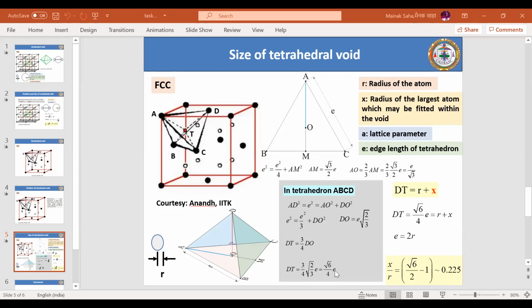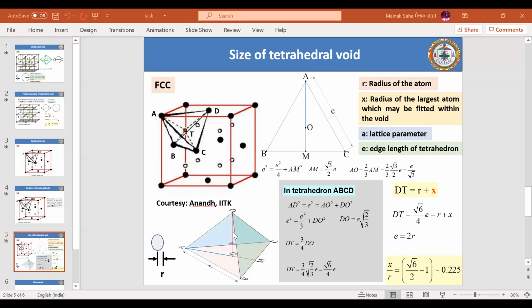Yes, sir. So if DT is equal to root 6 by 4 E, so what will E be? Now you think of the DT. Everything else you forget. So in DT, what will be there? You have an atom at point D, whose radius is equal to r, isn't it? Similarly, you also have another atom. You have to think of it as an imaginary atom, because there is no atom, it is a void, where the radius is equal to small x, isn't it?